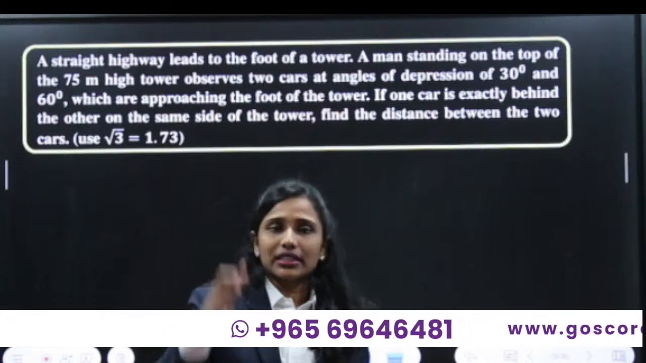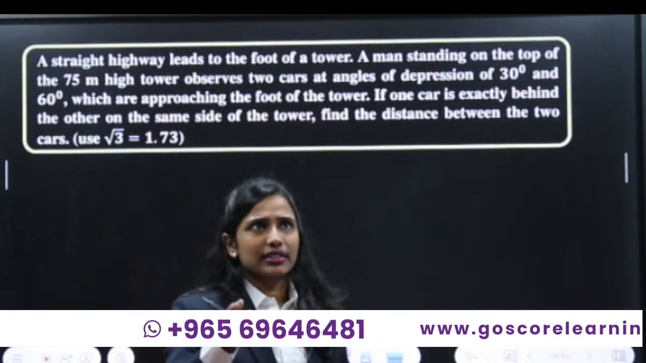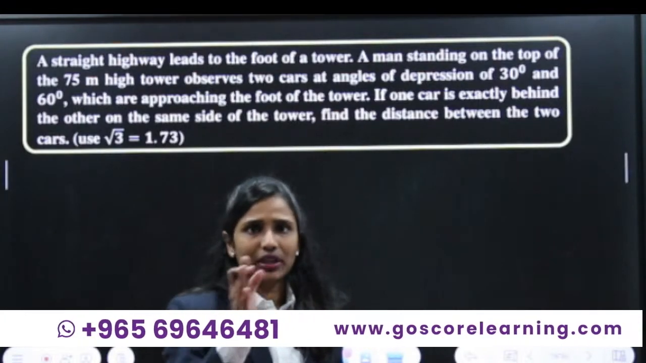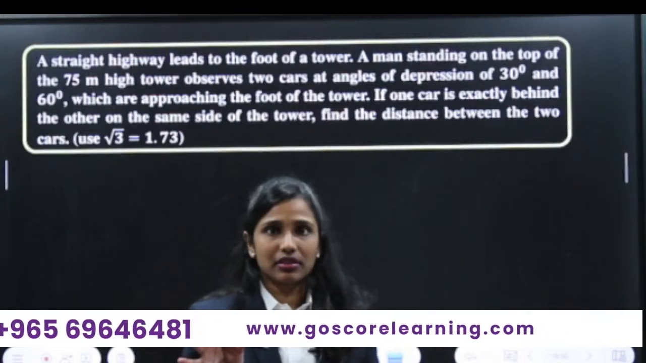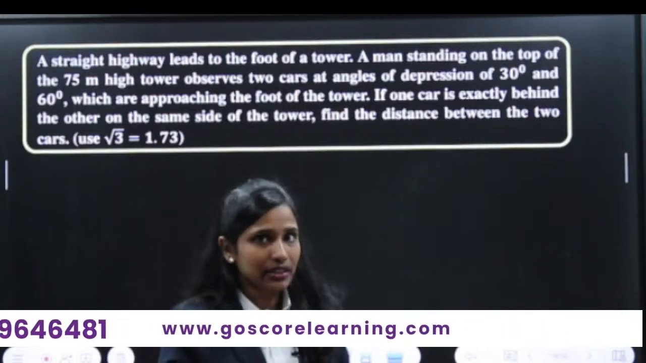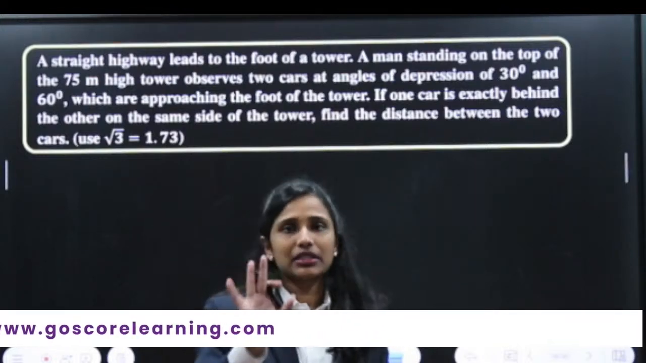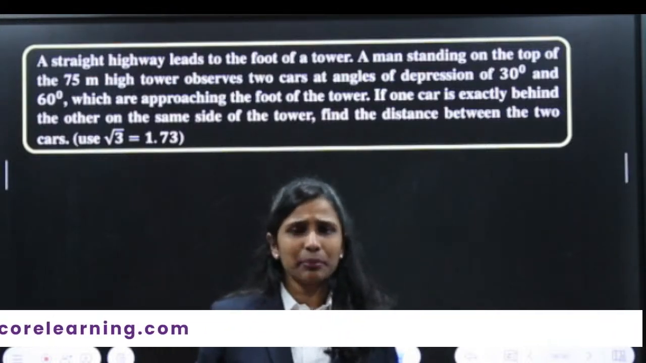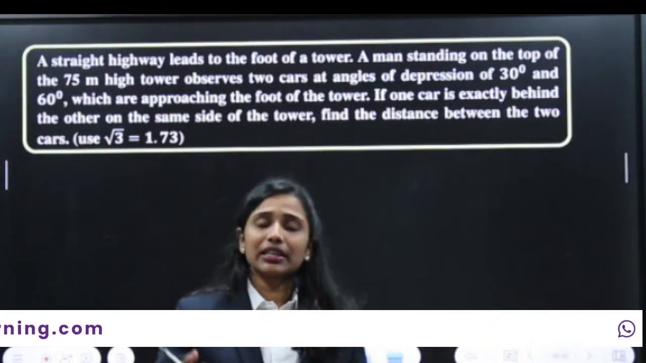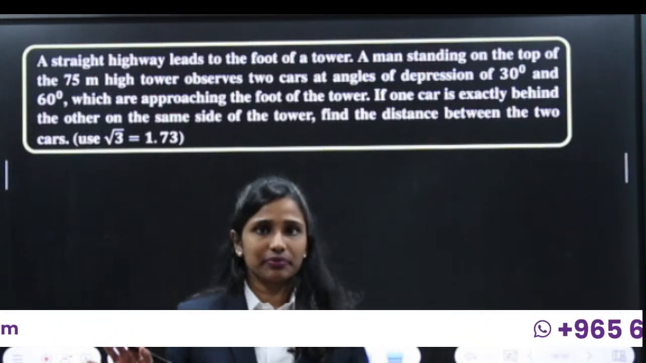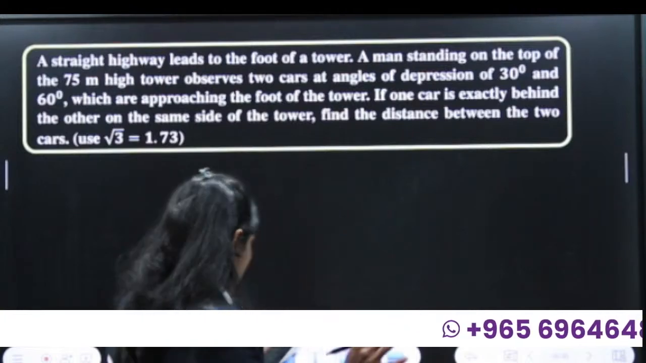So take the textbook and go for the exercise 9.1. Then there you can see a question for ships. Okay, one ship is exactly behind the other and from a lighthouse or tower, I don't remember. But there is a question like this. Okay, be familiar with the textbook question, then you can answer every question. Okay, don't worry.